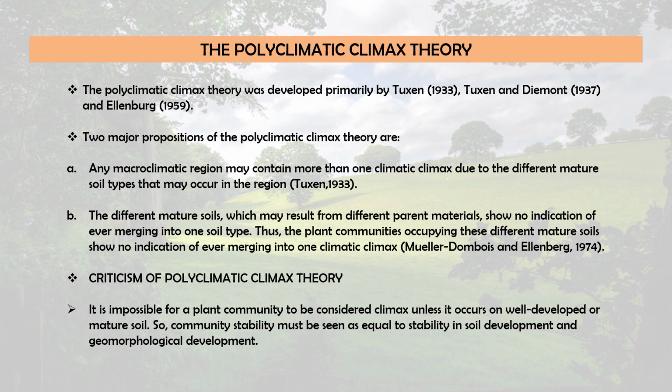The next theory is polyclimatic climax theory. It was developed primarily by Tuxen in 1933, Tuxen and Diemont in 1937, and Ellenberg in 1959. There were actually two major propositions of this theory. First one was that any microclimate region may contain more than one climatic climax due to different mature soil types that may occur in the region.